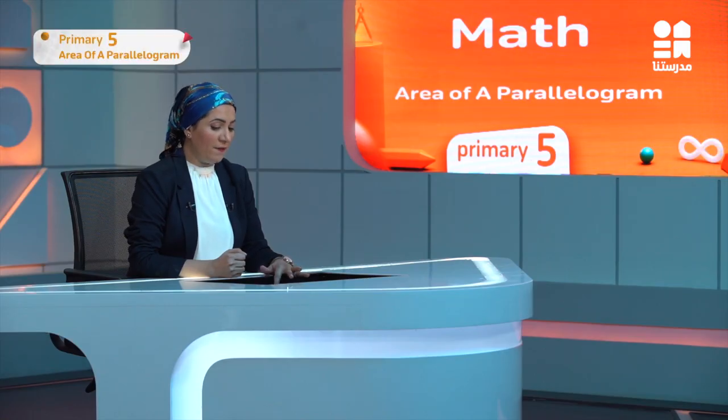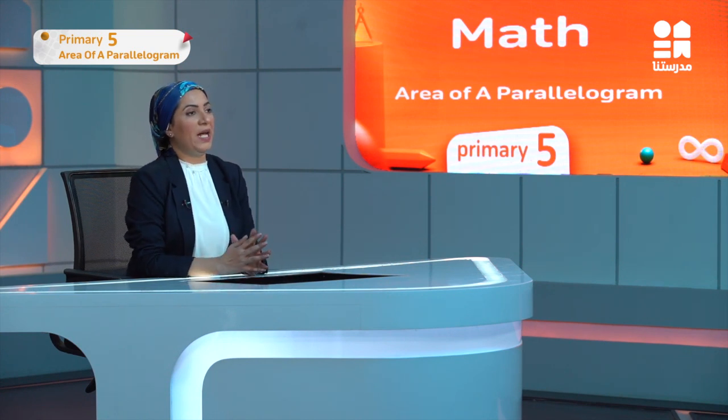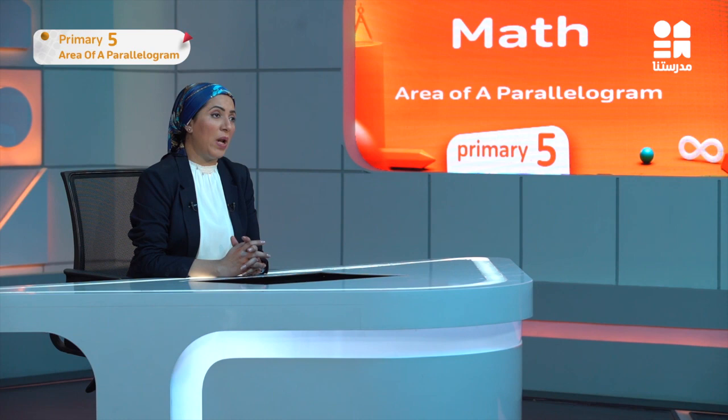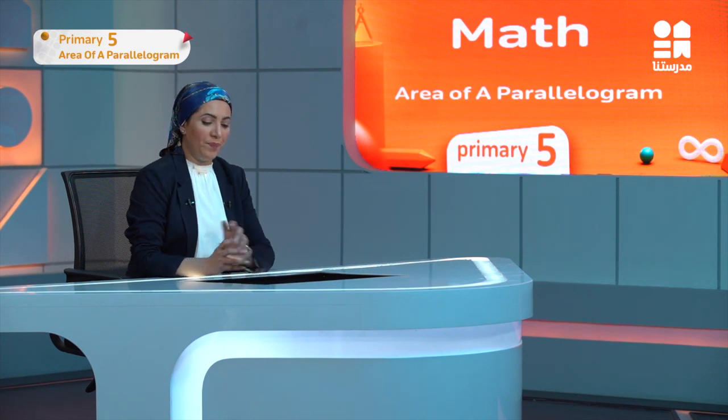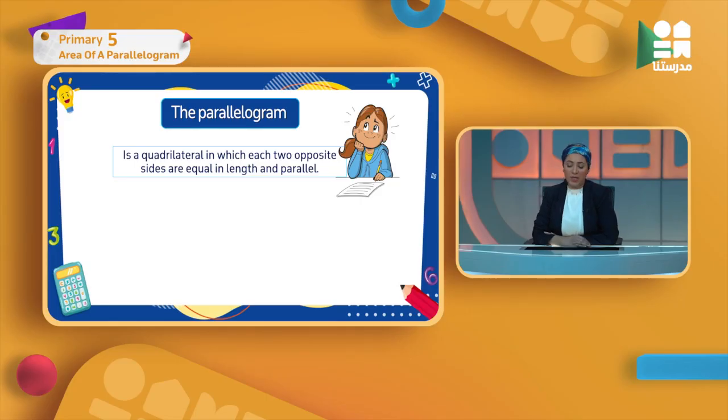Our lesson for today is the area of a parallelogram. Okay, today we will learn how to get the area and the perimeter of a parallelogram. First, we need to know what is a parallelogram. It is a quadrilateral in which each two opposite sides are equal in length and parallel.